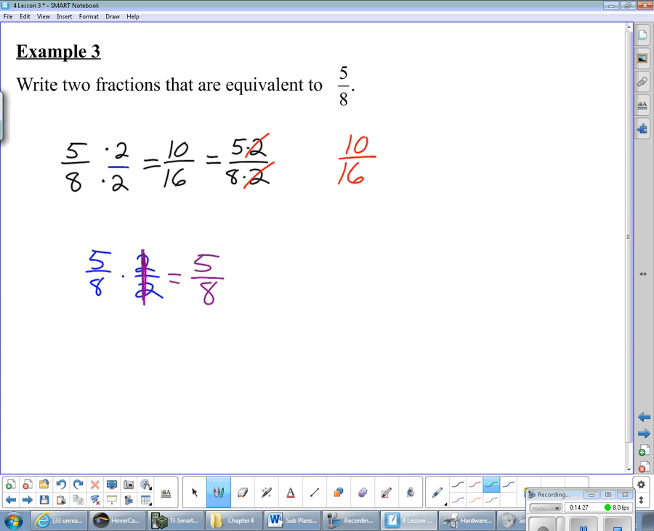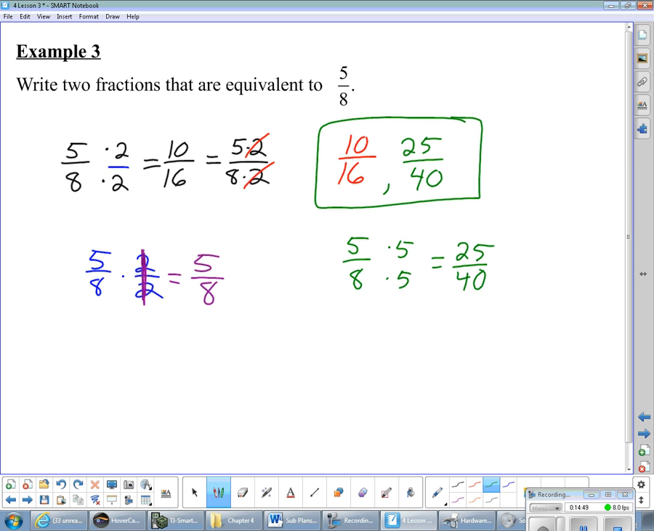And so just to find another fraction that is equivalent to 5/8, pick any number. Pick your favorite number. My favorite number is 5. So we're going to multiply both top and bottom by 5. And I'll get 25 over 40. And so that would be another fraction that is equivalent to 5/8. So 25 over 40. I will box those, and those are two fractions that are equivalent to 5 over 8. For your homework, you'll get to do a couple of fractions that are equivalent to a certain other fraction, and you can pick which ones you would like to do.